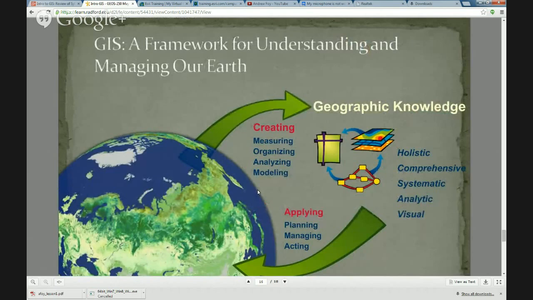So at the end of the day, what I want you to think about is that a GIS is really a framework that you can use to understand and manage the Earth. So what we do is we use a GIS to systematically analyze things that are going on in the world, and then we can visualize them in new and innovative ways.